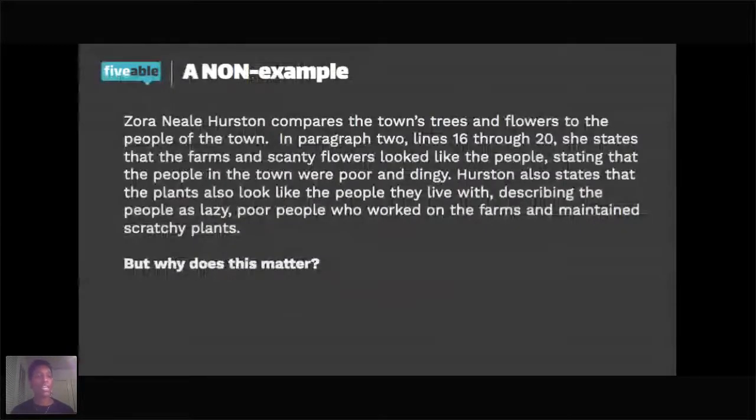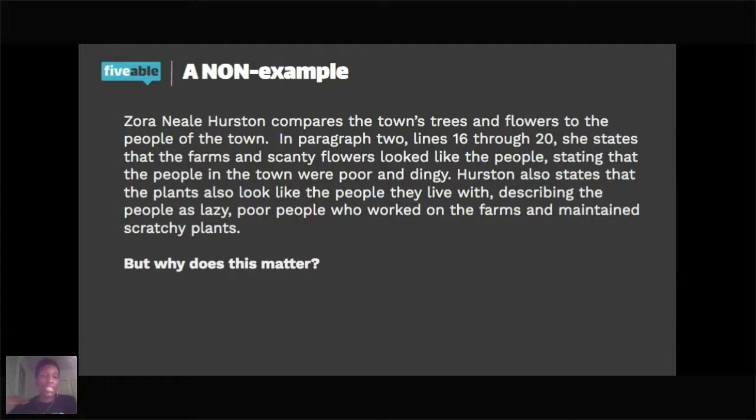So again, making sure in your commentary that you are both specific and relevant. In this paragraph, "Zora Neale Hurston compares the town's trees and flowers to the people of the town." That's an assertion, but it doesn't say anything. It's not an interpretation, right? It just says this is a comparison that happens in paragraph 2, and then it tells, yes, exactly, Anna. It tells what she says and what it implies, right?